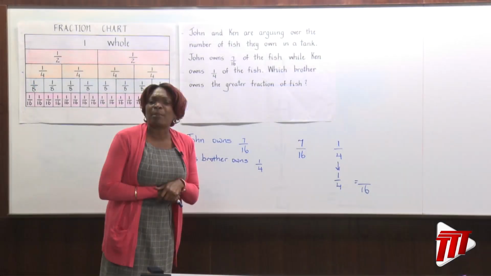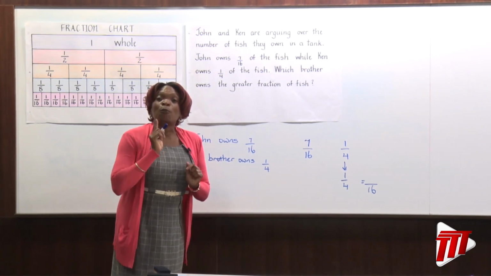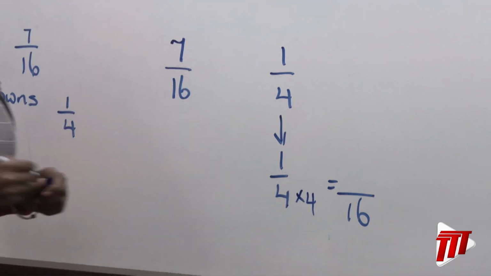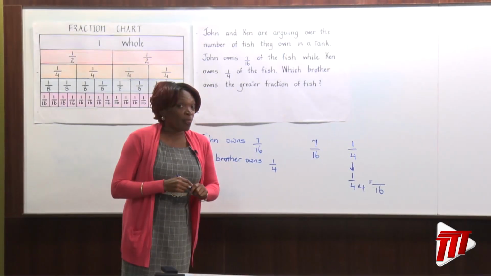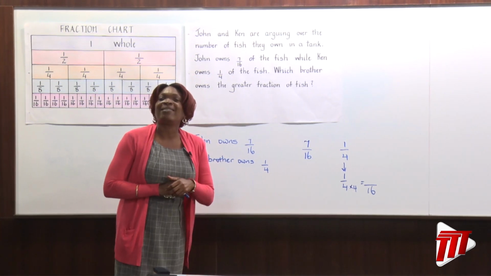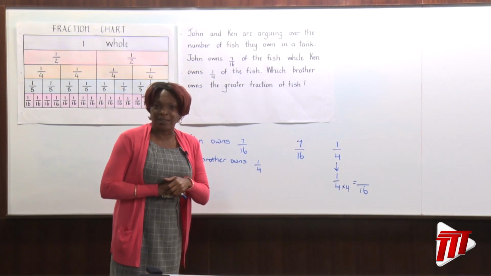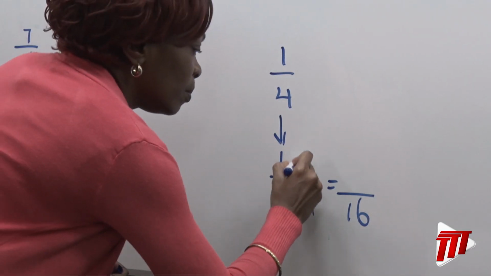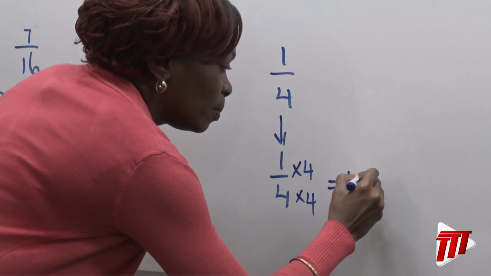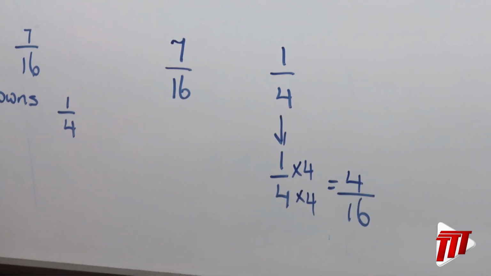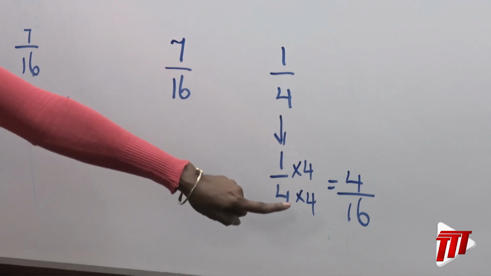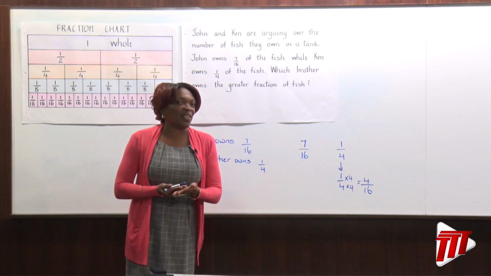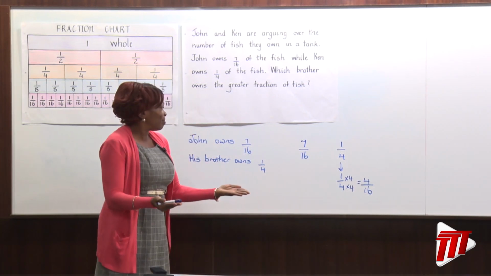What number am I going to multiply by? 4 times 4 is equal to 16. What did I say before? What you do to the denominator, you must do to the numerator. We are going to multiply the numerator by 4. So we can say that 1/4 is equal to 4/16. Now that both denominators are the same, we can compare.